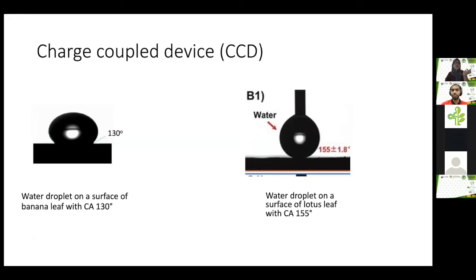When we measure the water droplet on the surface of banana leaf, we have a contact angle of 130. So remember, perfect non-wetting is 180. For lotus leaf it is 155. It is not as high as 180, but why is it that the water does not stay on the surface of banana leaf?